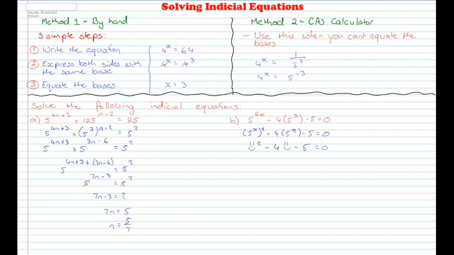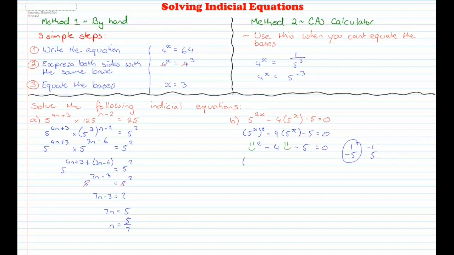As you can see here, this is basically a quadratic equation, isn't it? So what I need to do is go through and factorize in order to solve. To do that, I need to look at the factors of negative 5 that will add to negative 4. Now the factors of negative 5 are 1 and negative 5, and negative 1 and 5. So which ones are going to add up to negative 4? Well, it's going to be 1 plus negative 5.